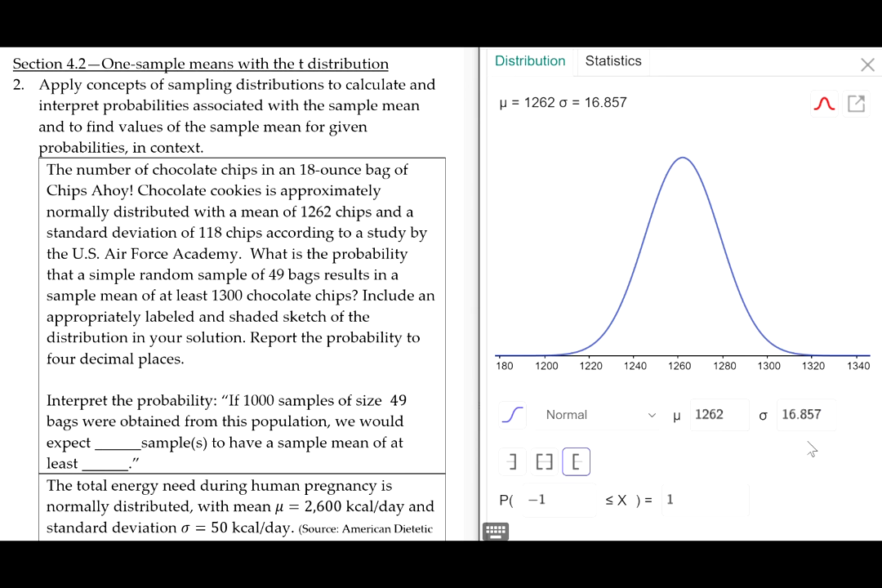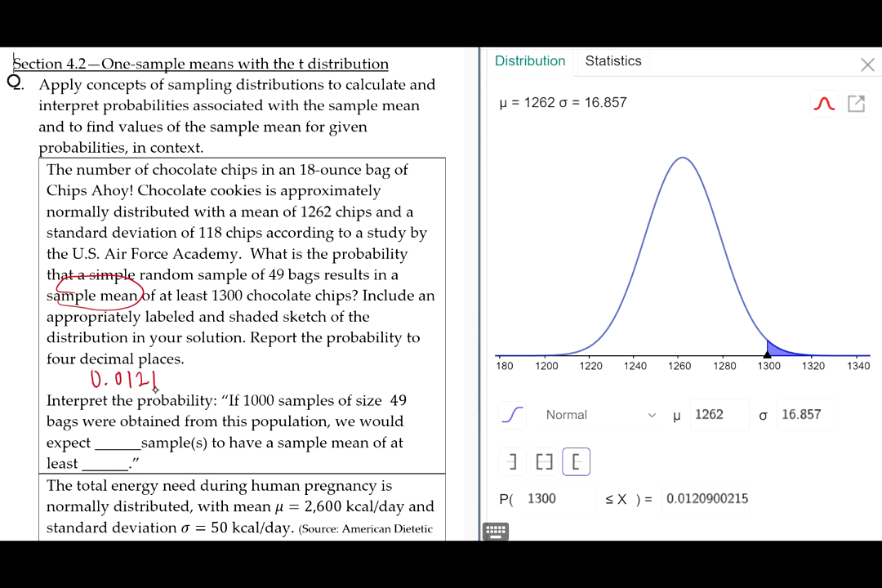Okay, so that's the value for sigma that we'll use because we're talking about the mean of a sample. So notice it says here, sample mean. I want the probability of at least 1,300 chocolate chips. So I'm going to click on the button that will shade to the right, and then I'm going to enter in 1,300. It's just this very small area in the right tail, and you can see the probability here is 0.0121 rounded to 4 decimal places. Okay, now let's interpret that probability.